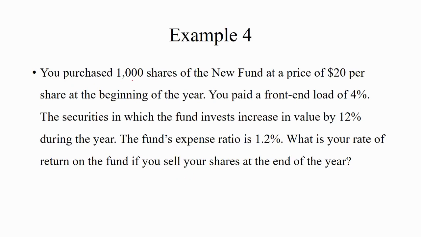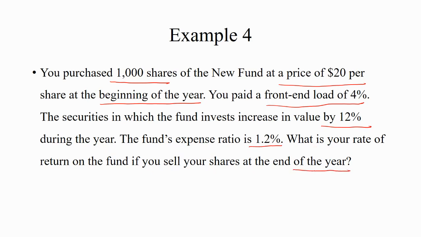You purchase 1,000 shares of a new fund at a price of $20 per share at the beginning of the year. You paid a front-end load of 4%. The securities in which the fund invests increase in value by 12% during the year. The fund's expense ratio is 1.2%. What is your rate of return on the fund if you sell your shares at the end of the year?